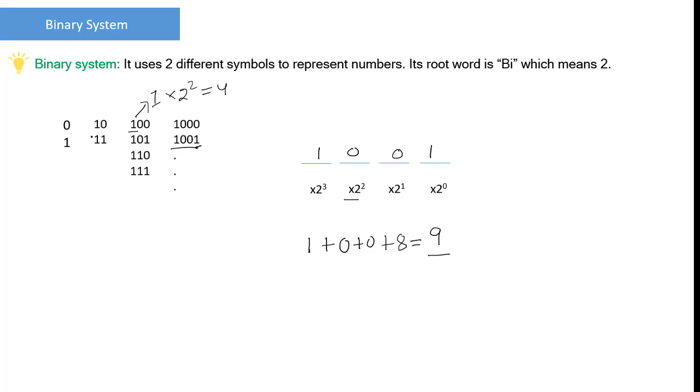One thing to note down here is that this number, we don't call it ten, but it is one zero. This is one one. This is one zero one. This is not one hundred and one. This is one zero one. So this is how we call them in the binary system.